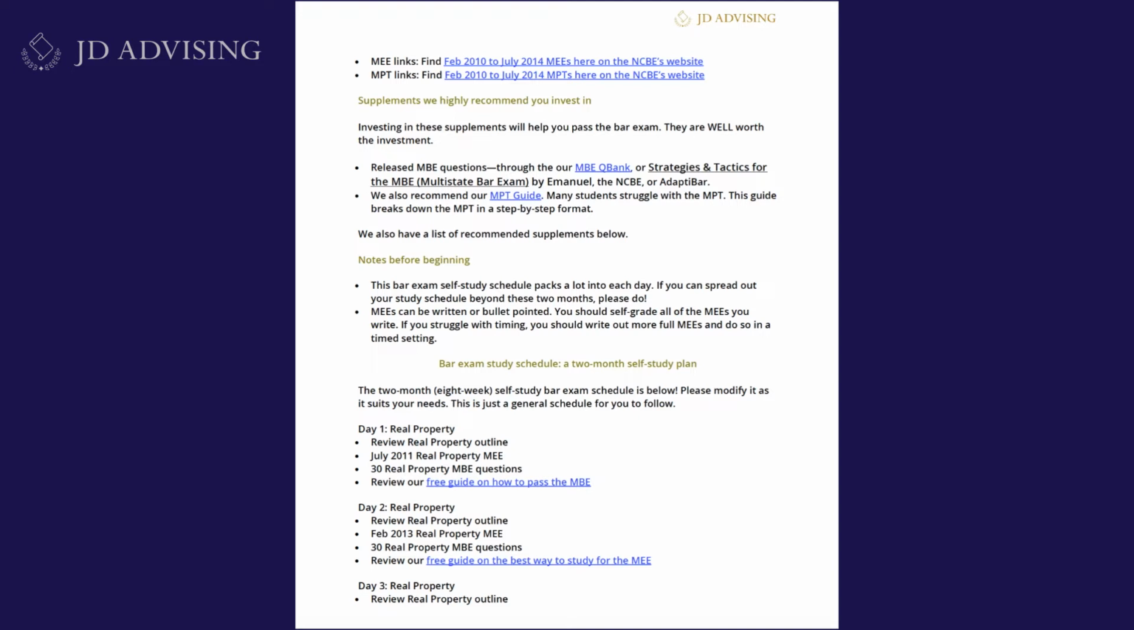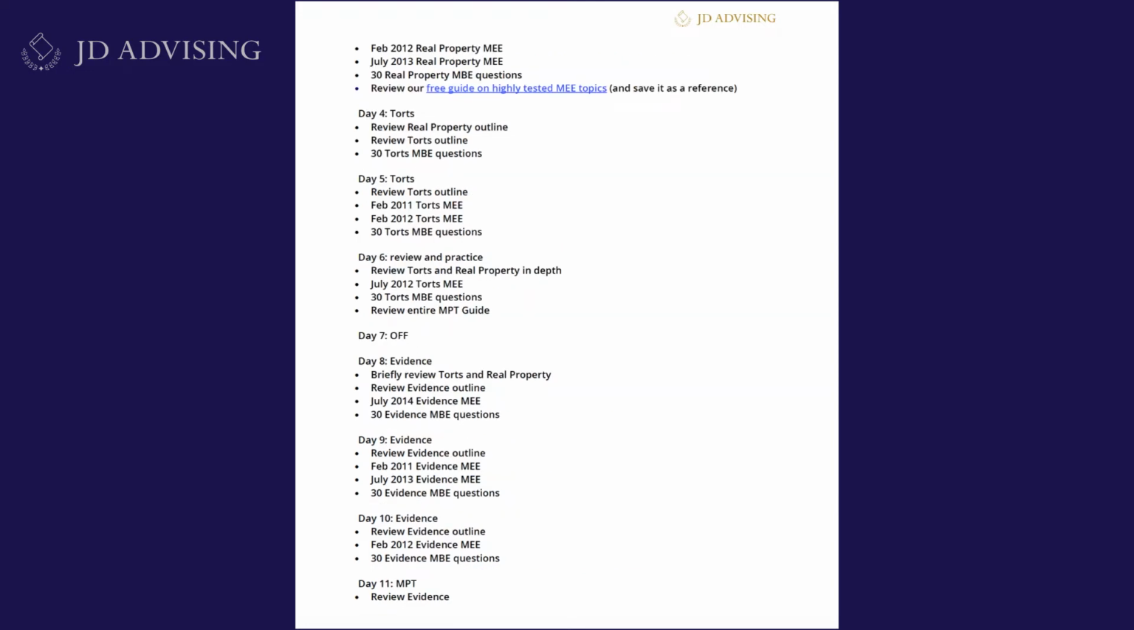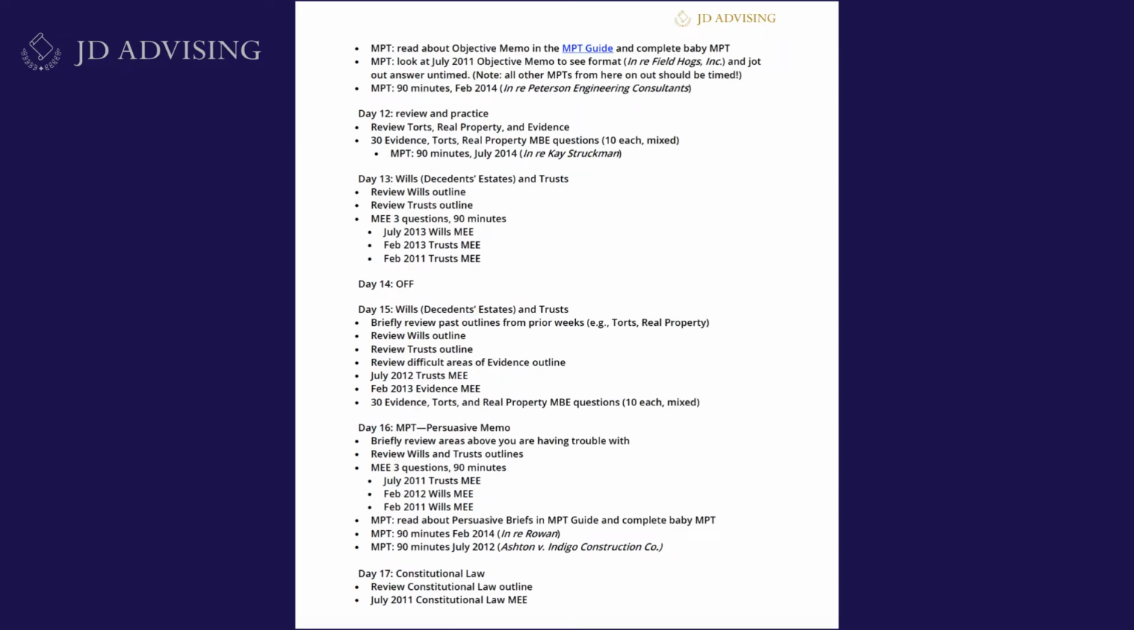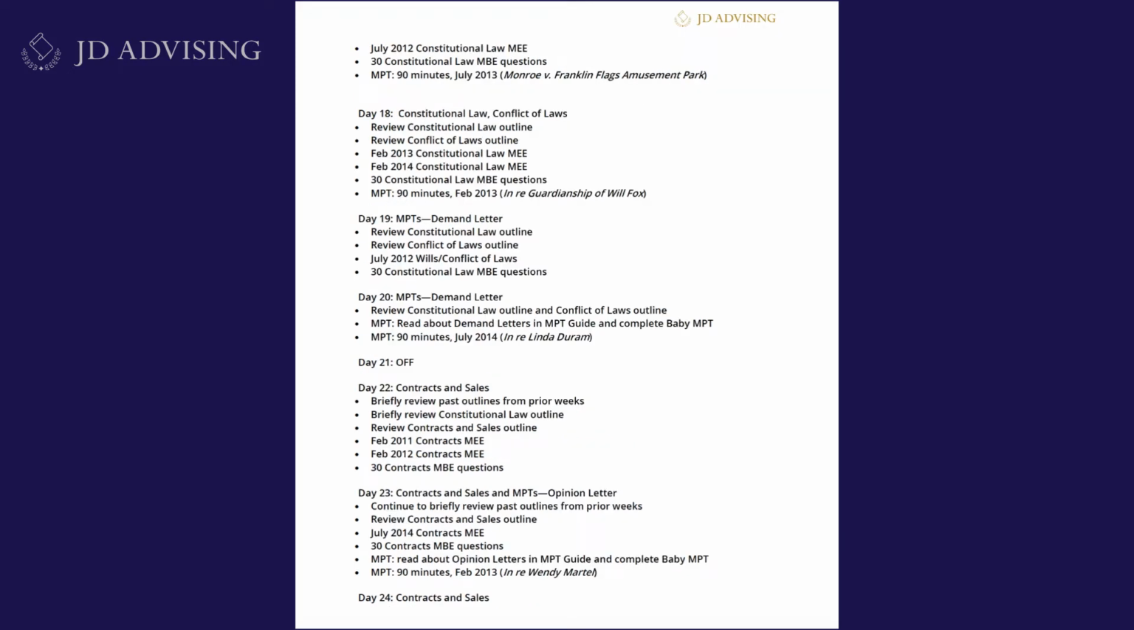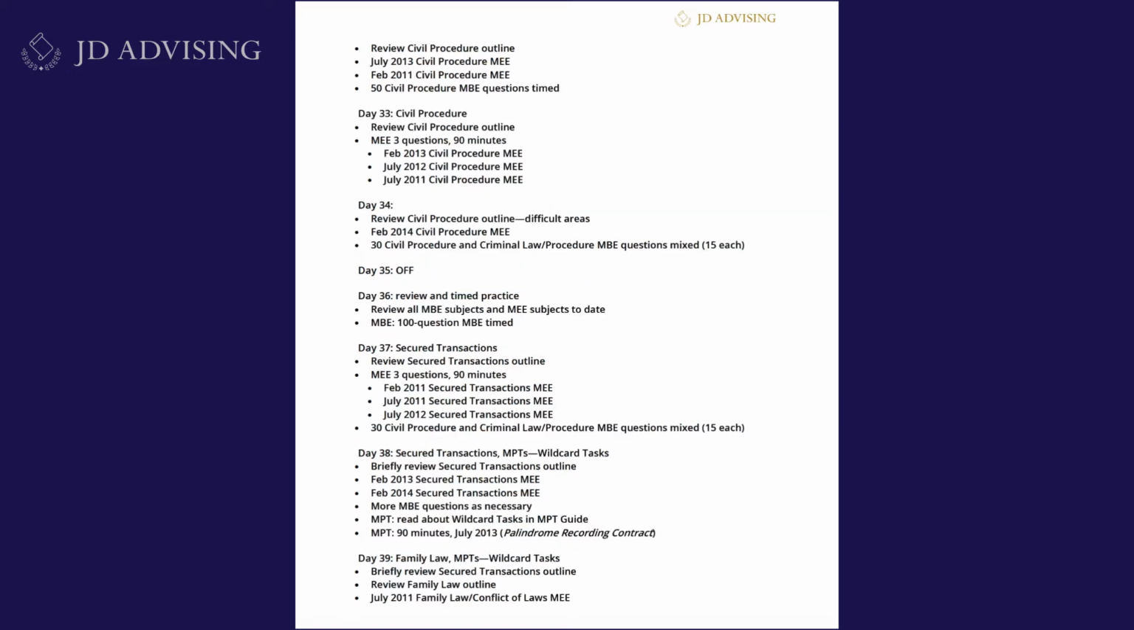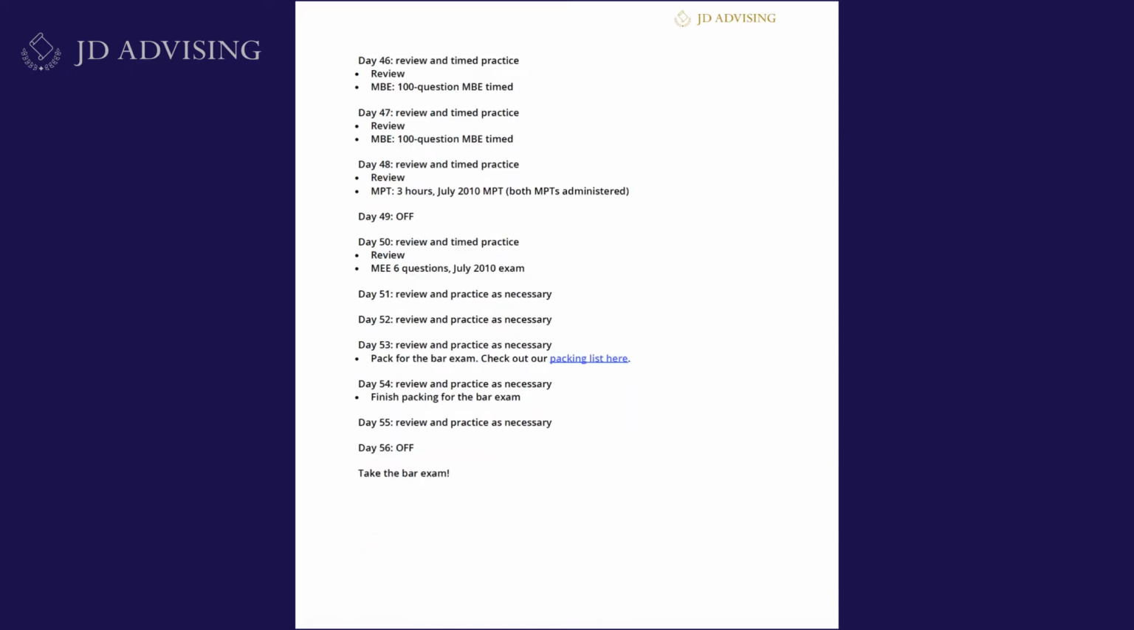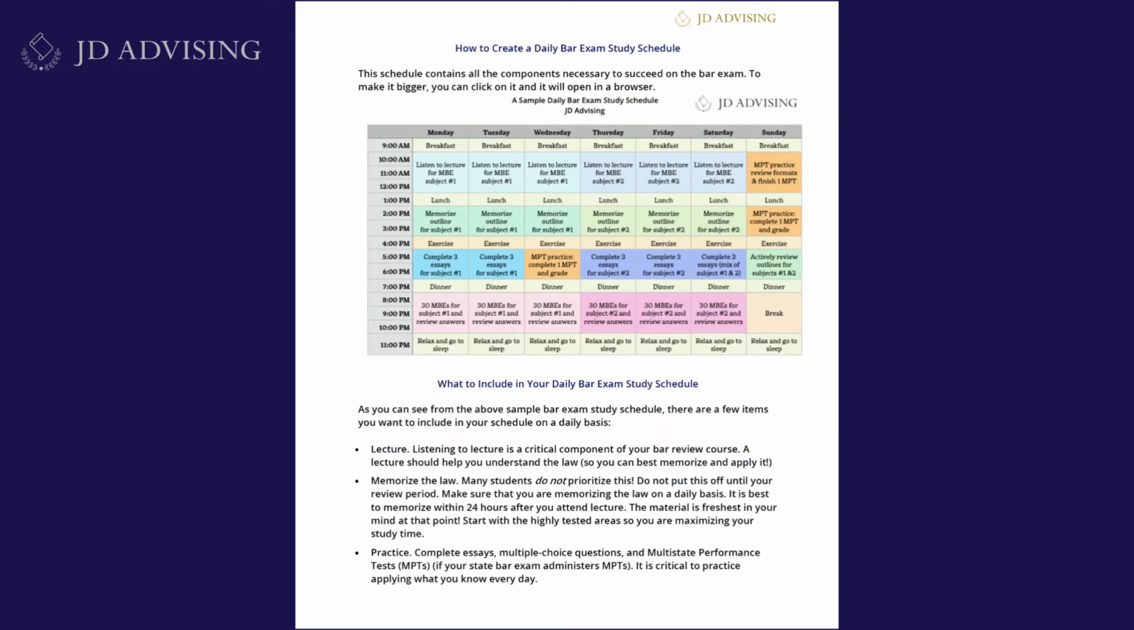Okay, so I'm not going to go through the whole schedule. I just want to show you how it's broken down. Basically, every day we tell you what to do, like day 1, review real property, do the July 2011 real property MEE, 30 real property questions, and so on. So you can go through and see what you're expected to do every day. And there is 1 day a week off in here. And again, I'm not saying you need to follow this completely. You definitely do not, but it's a good starting point if you are trying to come up with a plan to pass the bar exam.